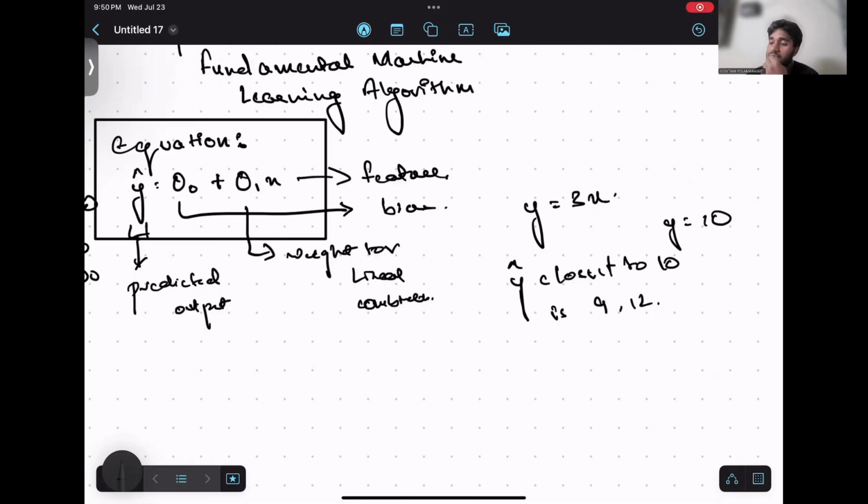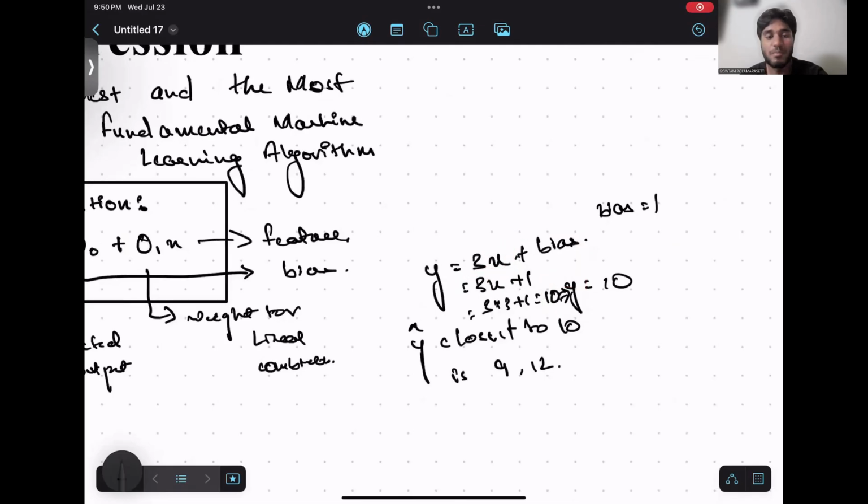Here we use a simple term called bias, or intercept, which is a constant we add to the combination to make sure the values we get in y hat are as close as possible to the actual values we want to predict. So here we can put the bias as 1. So 3x plus 1 will be our equation with bias or intercept. If we now put x equals 3, it will be equal to 10, which is y equals 10. So this is how bias works, and this is how important bias is.